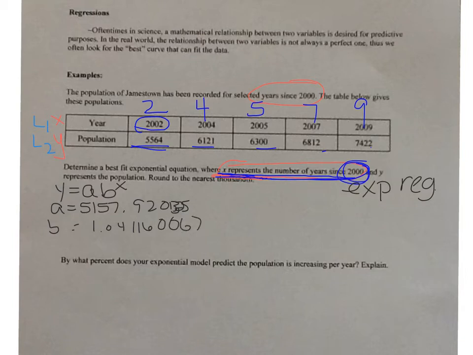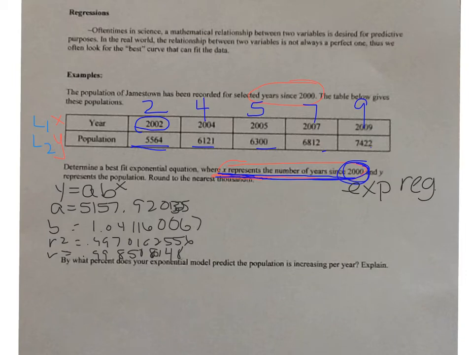B is 1.041160067. Now, you should have an r squared and an r on there. R squared is 0.99701825556, and r is 0.998508148. And there's a zero in there.